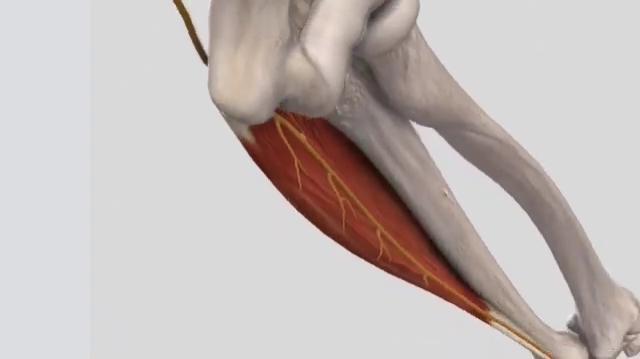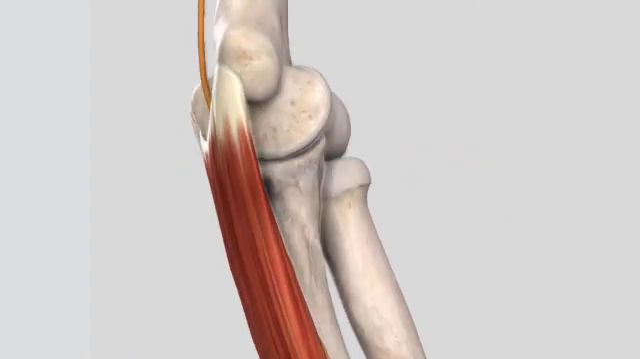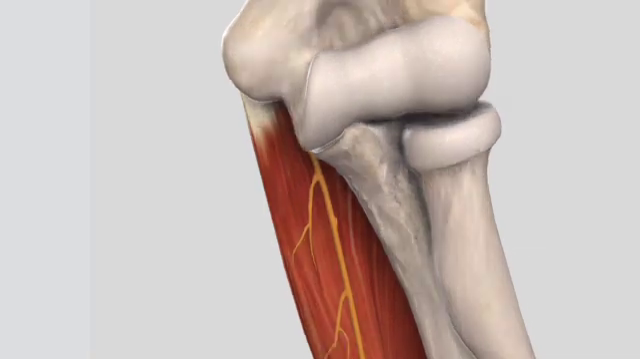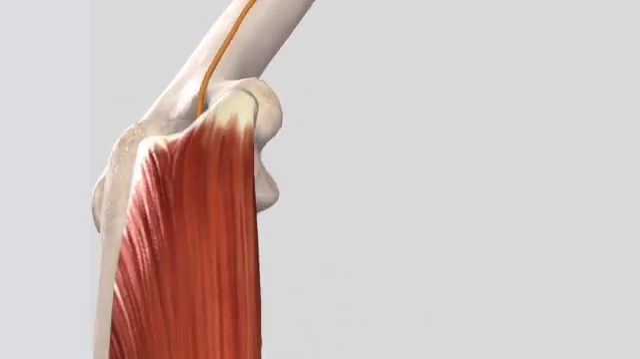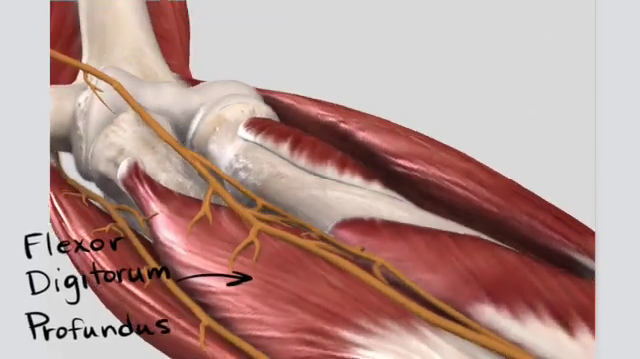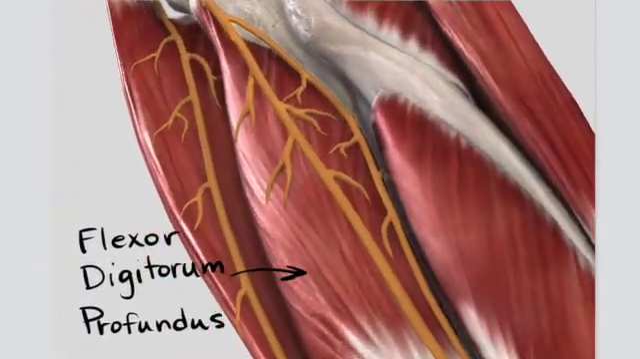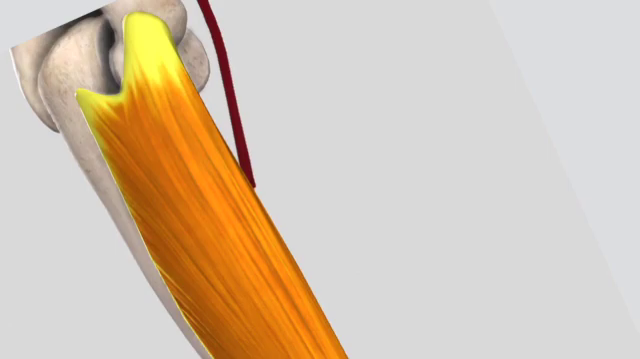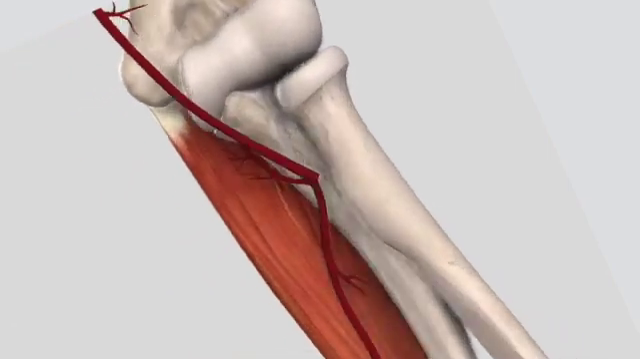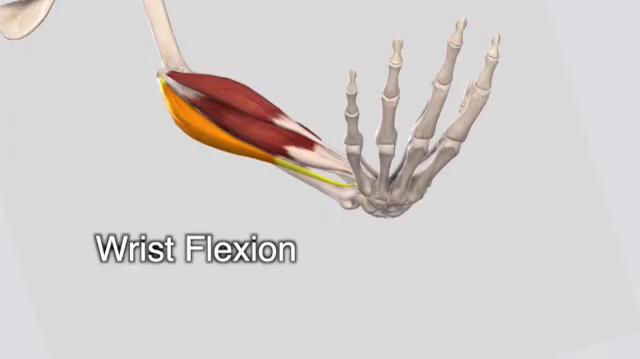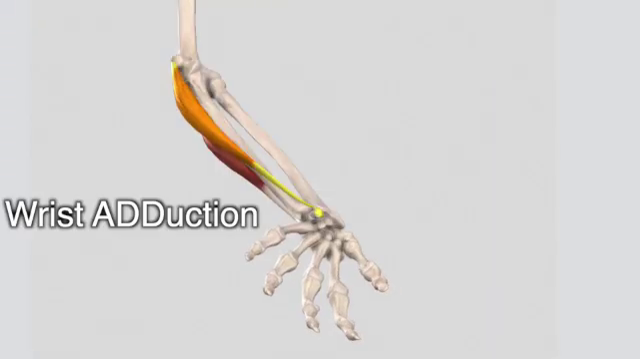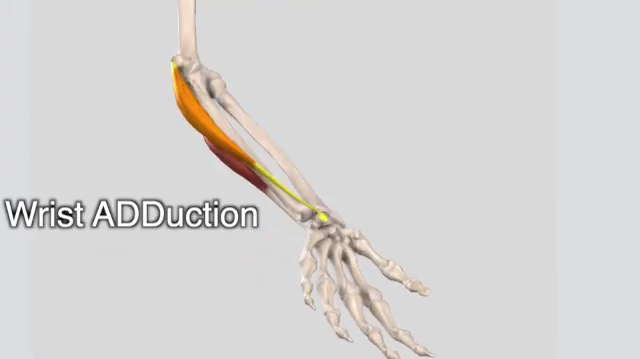The ulnar nerve passes behind the medial epicondyle of the humerus, where it can be palpated with the finger. It enters the forearm by passing between the two heads of the FCU and lies on the medial aspect of the flexor digitorum profundus. The arterial supply of the FCU is the posterior branch of the ulnar recurrent artery, as well as the ulnar artery. The FCU is responsible for wrist flexion and wrist adduction, movement towards the ulna.